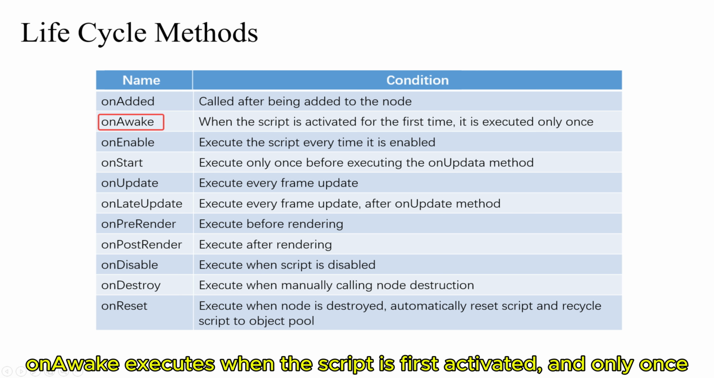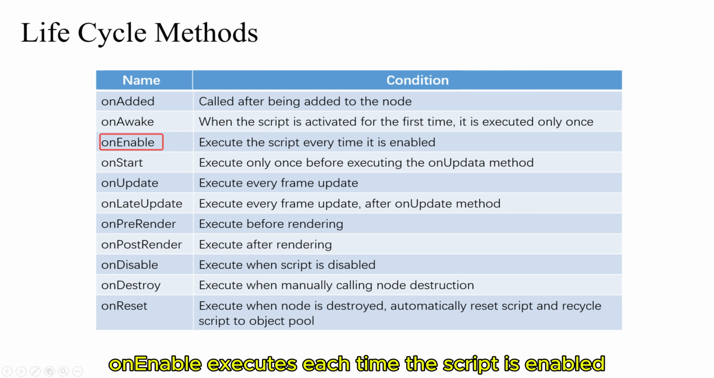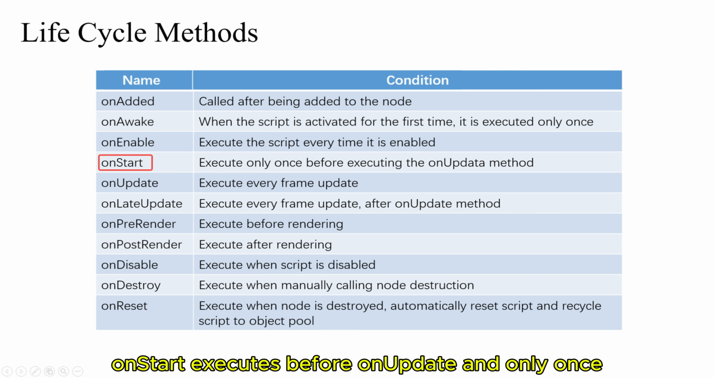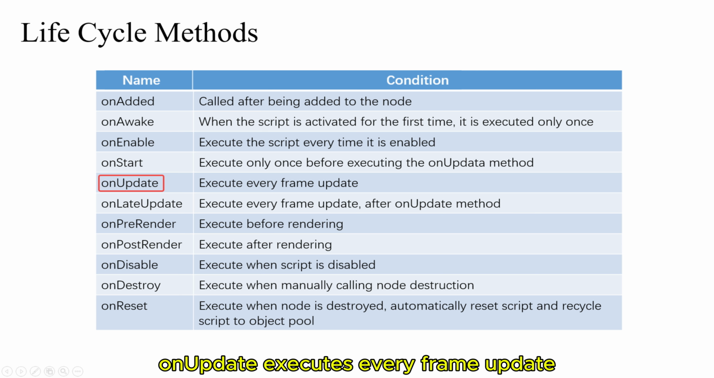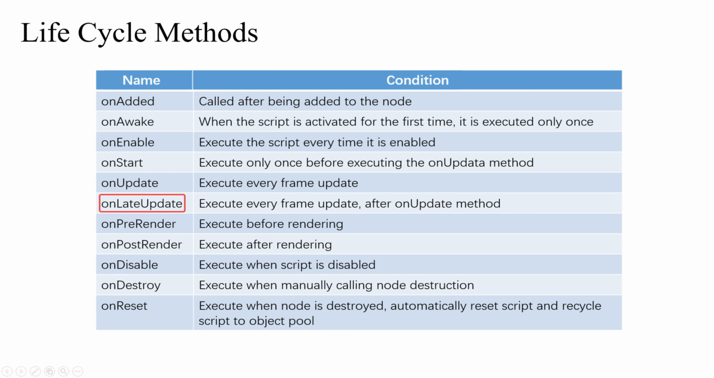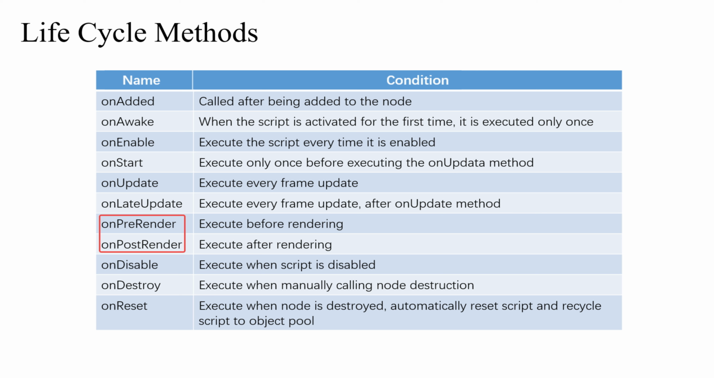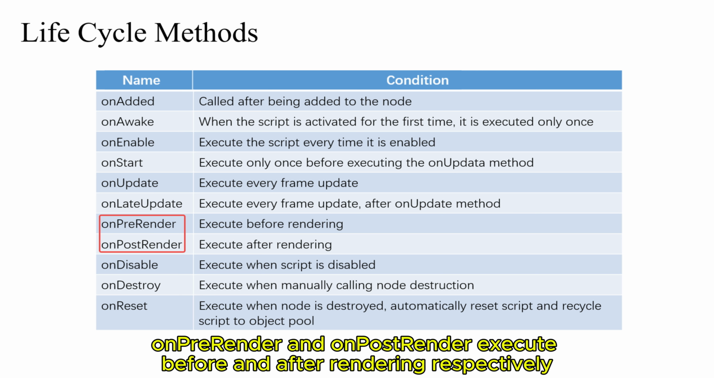onAwake executes when the script is first activated, and only once. onEnable executes each time the script is enabled. onStart executes before the first update and only once. onUpdate executes every frame update. onLateUpdate also executes every frame update but after update. onPreRender and onPostRender execute before and after rendering respectively.